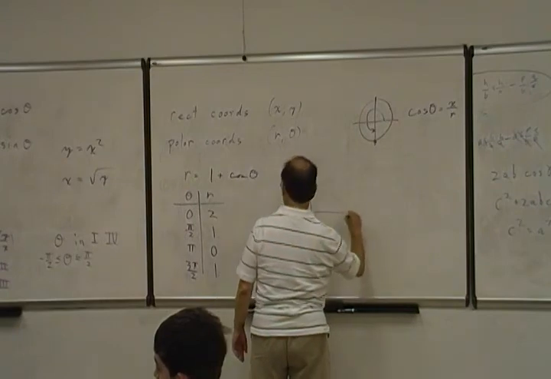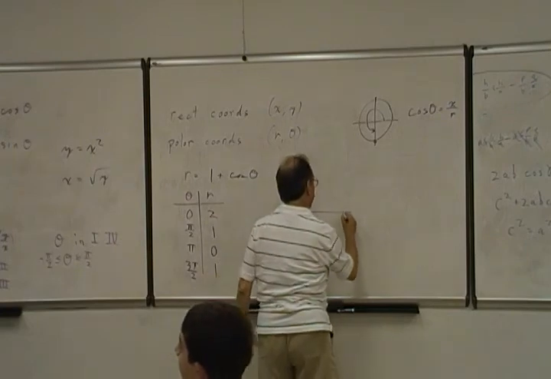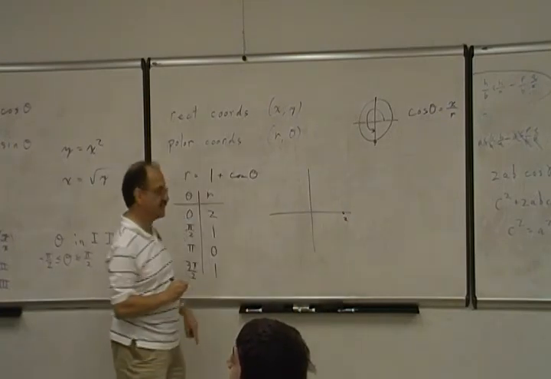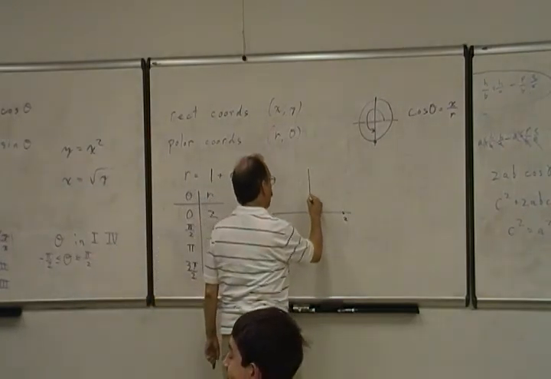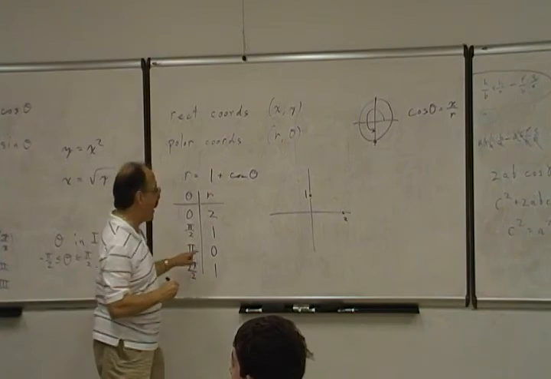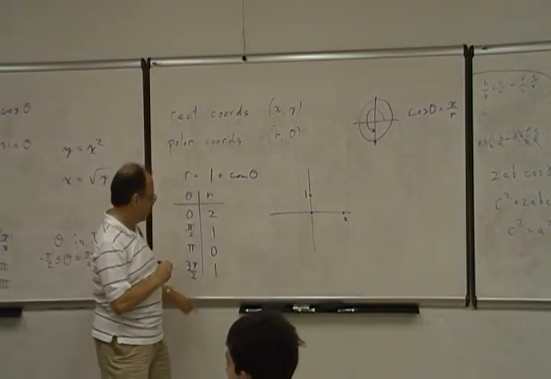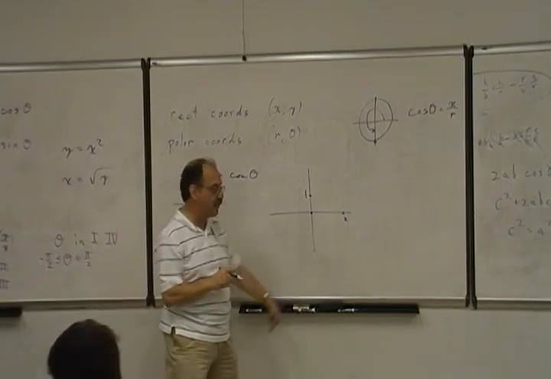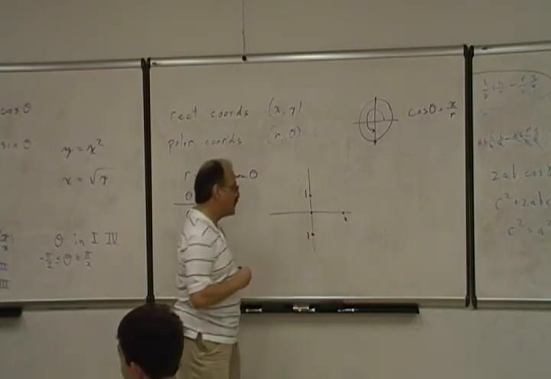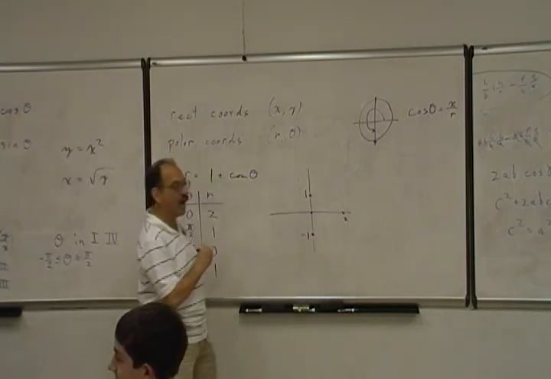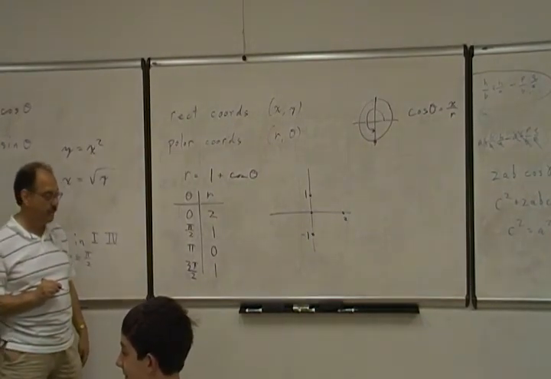All right, now let's plot it. At angle 0, which is off in that direction, we have to go out to a distance of 2. At the angle pi over 2, which is upward, we have to go 1 unit. When the angle is pi, which is off in that direction, we don't go anywhere. When the angle is 3 pi over 2, which is down, we have to go 1 unit down, which actually takes us to the point y equals negative 1. We can fill in points in between.